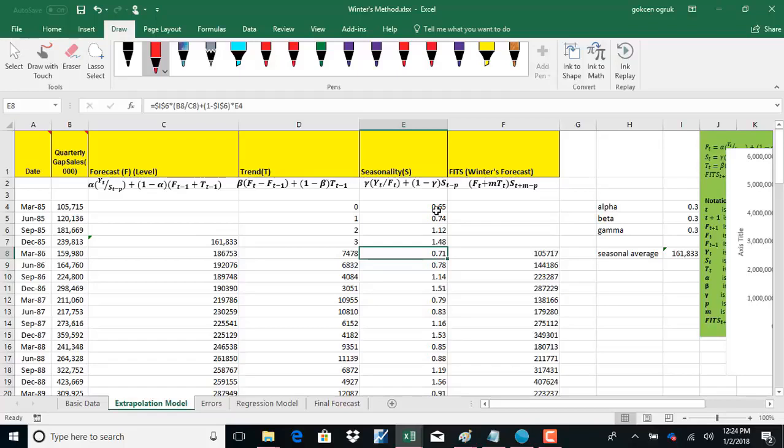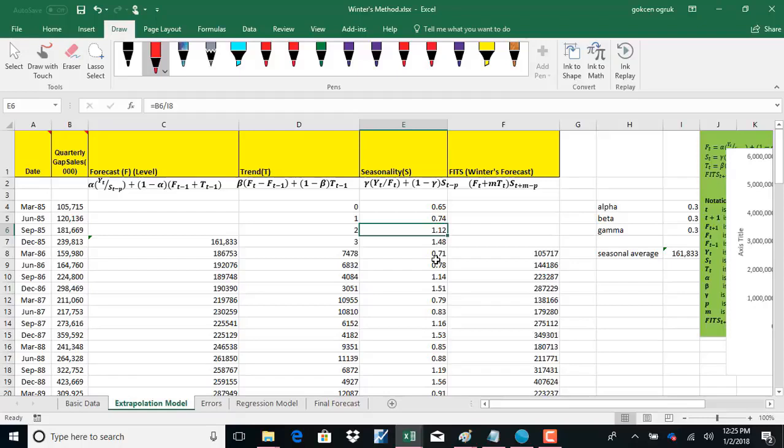Let's try to understand what 0.65 stands for. Basically, the sales in Q1, or March 1985, is 35% lower than the average sales in a year. As you realize, March 1985 is a low sales season. The second quarter sales are 26% lower than average sales. On the other hand, the third quarter sales are 12% higher than average. It's a high sales season. And the fourth quarter is 48% higher. As you realize, the highest sales are always in Q4 and the lowest are in Q1.